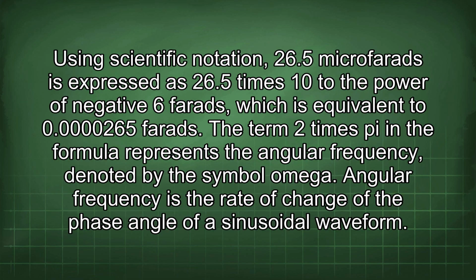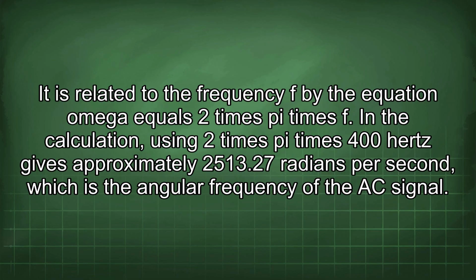Using scientific notation, 26.5 microfarads is expressed as 26.5 times 10 to the power of negative 6 farads, which is equivalent to 0.265 farads. The term 2 times pi in the formula represents the angular frequency, denoted by the symbol omega. Angular frequency is the rate of change of the phase angle of a sinusoidal waveform. It is related to the frequency f by the equation omega equals 2 times pi times f.